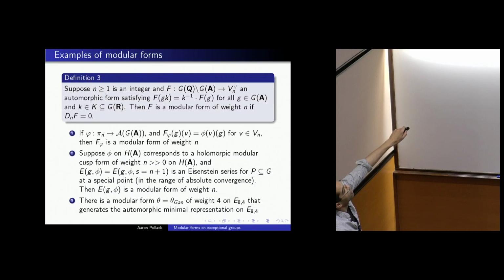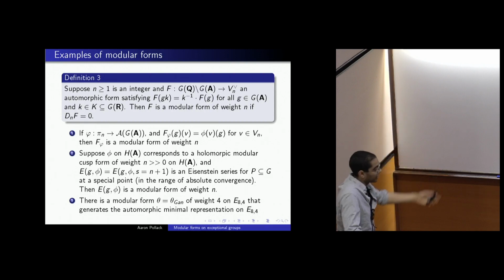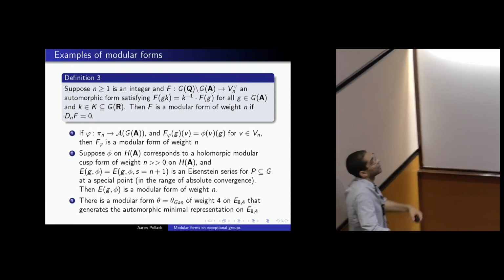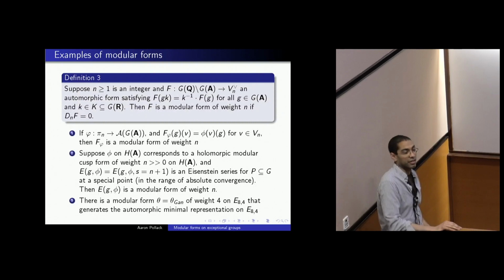Okay, so take automorphic functions that map to the dual of this space Vn and satisfy f of gk equals k inverse f of g for all g in G of the adeles and k in this maximal compact subgroup of G of R. And then call such a function a modular form of weight n if this function is annihilated by this linear differential operator Dn that showed up in the proof of the theorem.